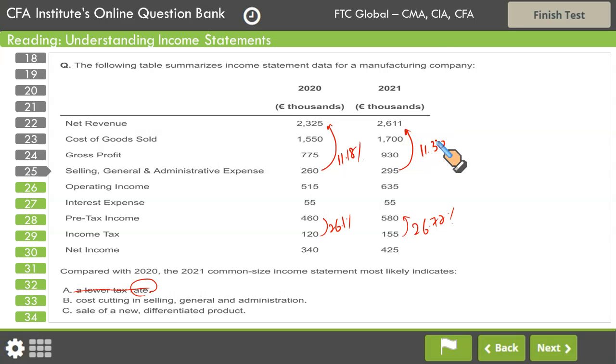Wrong. There is no cost cutting. Rather, your selling and general and administrative expenses have marginally risen as a percentage of sales. This is an incorrect option. So you can just click C and go home. Sale of new differentiated product most likely indicates sale of a new differentiated product.